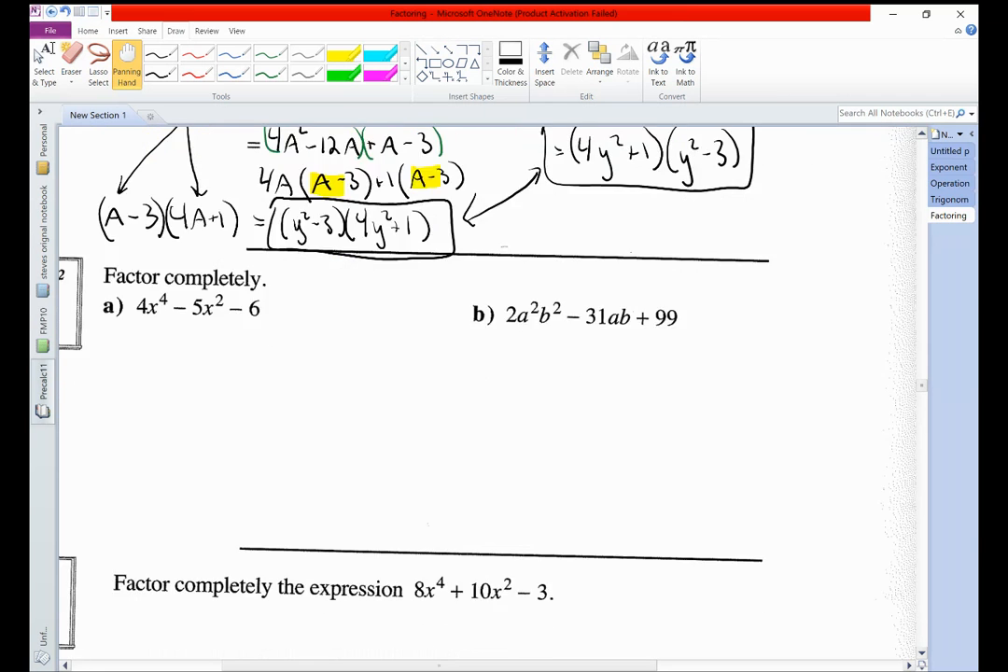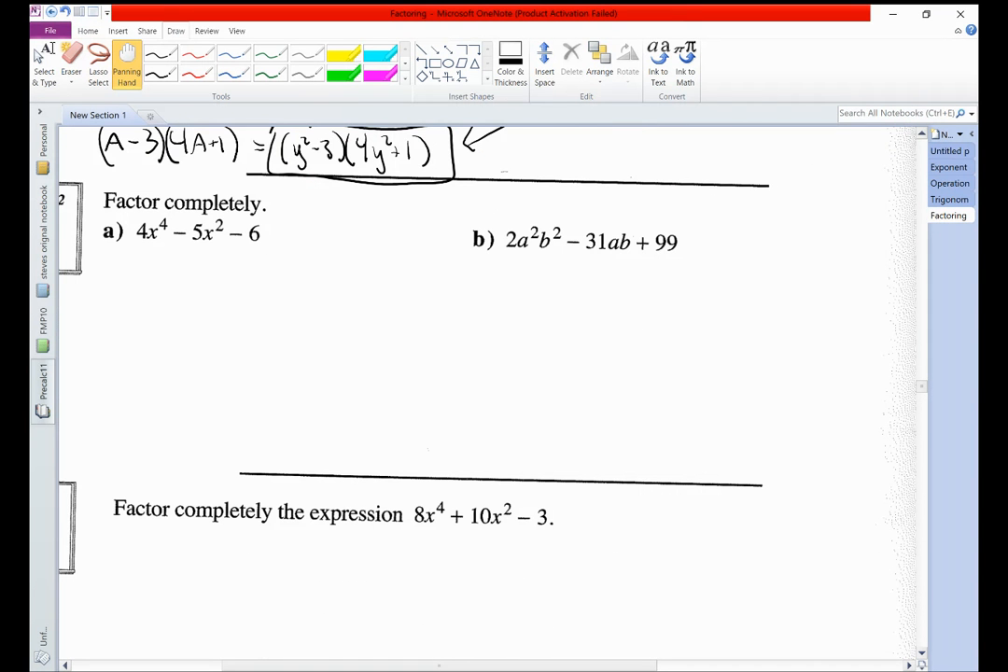Okay, I'm going to do all 3 of these because, probably, it's good for you to see all of them. So here we have x to the power of 4, x to the power of 2, and a constant. So what you can do is that if you have powers 4, 2, 0, this is going to work.